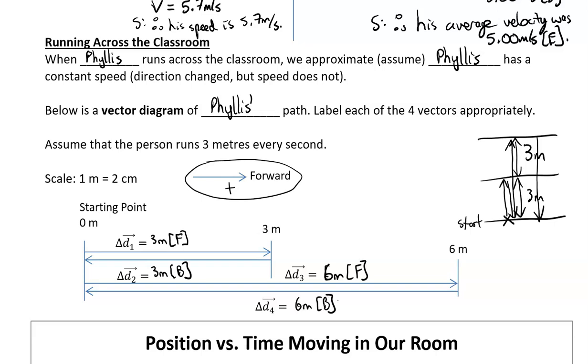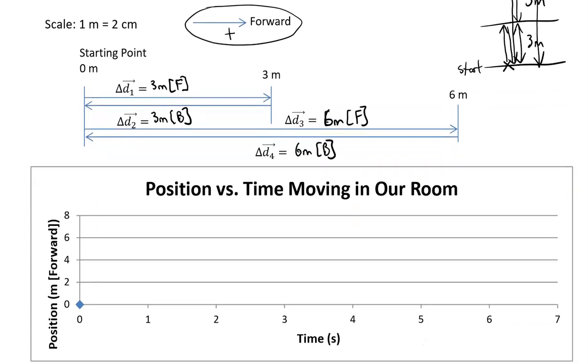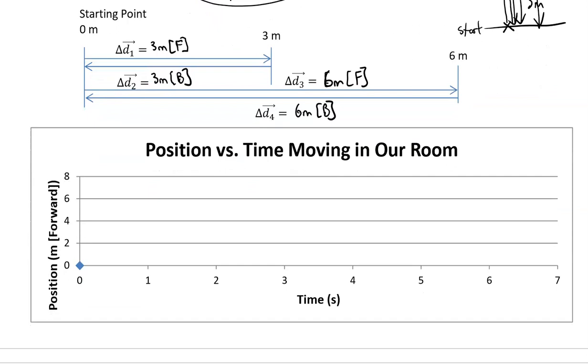Okay, and so that's what this graph below is, a scale vector diagram. So 1 meter is represented by 2 centimeters in the diagram. We can draw a position time graph of this. And in the position time graph, after 1 second, if they're running at 3 meters per second, they are at 3 meters. And then after 2 seconds, running at 3 meters per second in the opposite direction, they are at 0 meters from the starting point. And then we're running 3 meters per second, so 2 seconds later they get to the 6 meter point.